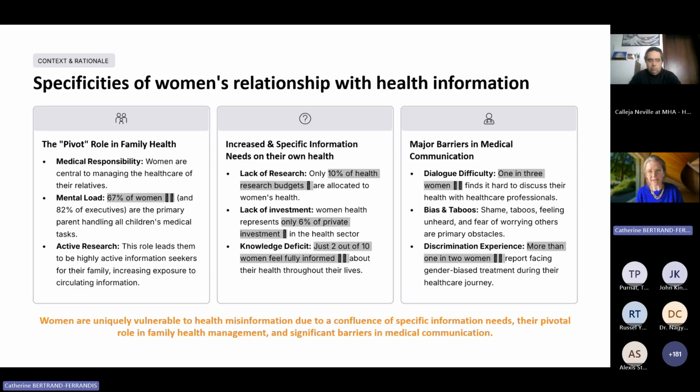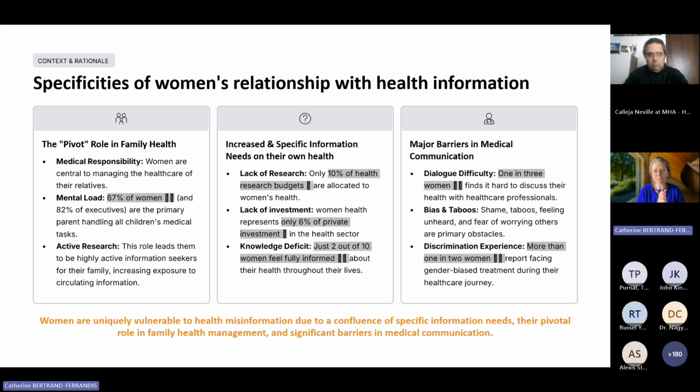It's getting better, but we are not there yet. There is a lack of investment. According to the World Economic Forum, only 6% of private investment in health is dedicated to women. And in France specifically, only 2 out of 10 women are fully informed. So it's the number I showed you right before, expressed differently.